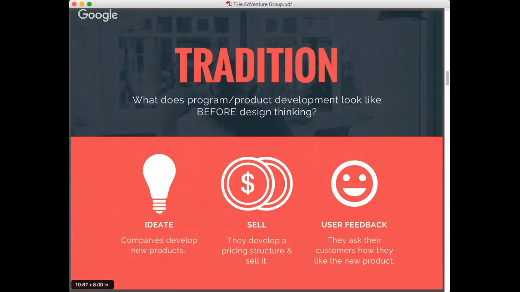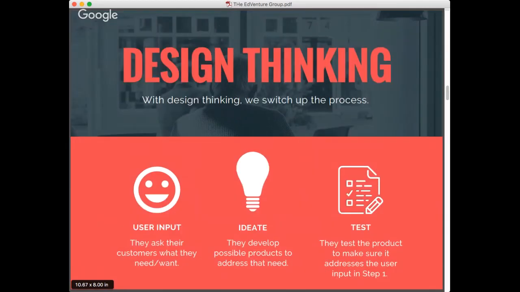Design thinking kind of turns this on its head, and it says, we're going to ask the user for some input. What do you need or what do you want? And then the company is going to develop any possible product that will address that need. And then from there, they give it to the user who said, hey, I really need something like this to test it out, to make sure that it actually fixes the problem that the user introduced in step 1. So it's really thinking from a user-friendly dynamic about how can you create programs and products and services that are what your audience needs, rather than you create the product and you tell them that they need it.